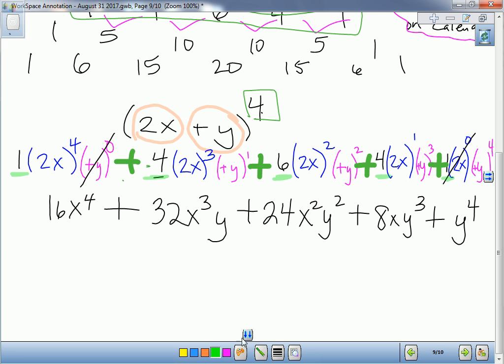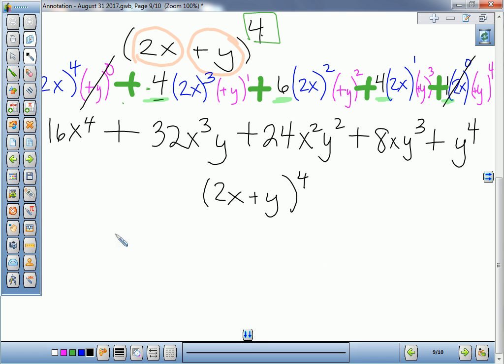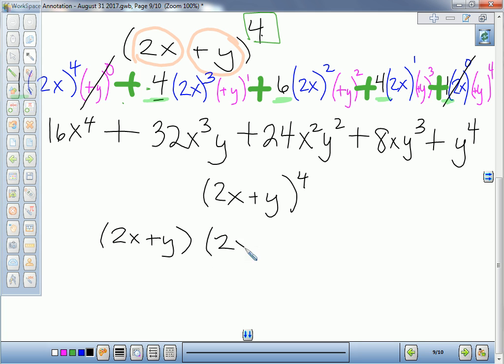Now, earlier today, somebody didn't believe me that this was a shortcut. They're like, there's no way this is the shortcut. And I guess it's just personal preference. We could do this the long way. But the long way would mean I have to take this and write it like this, times this, times this, times this.